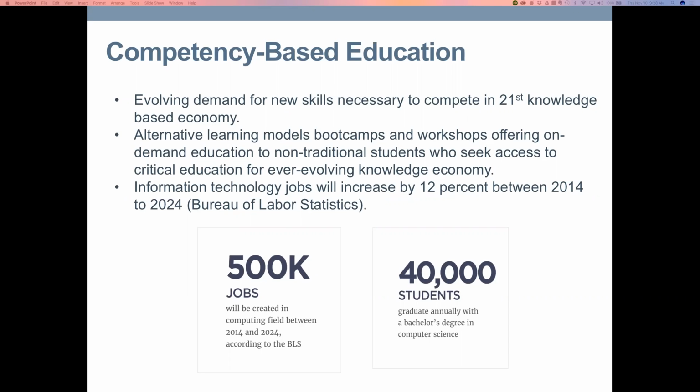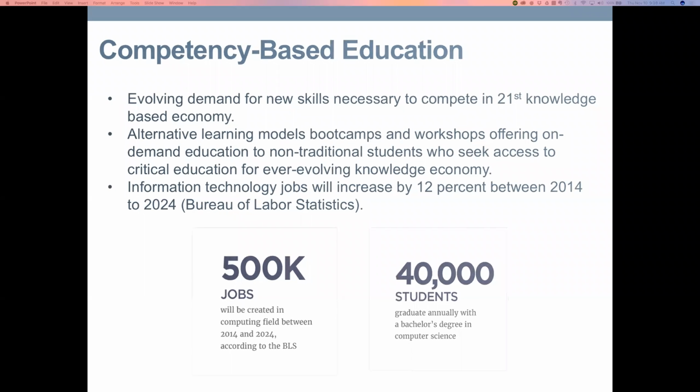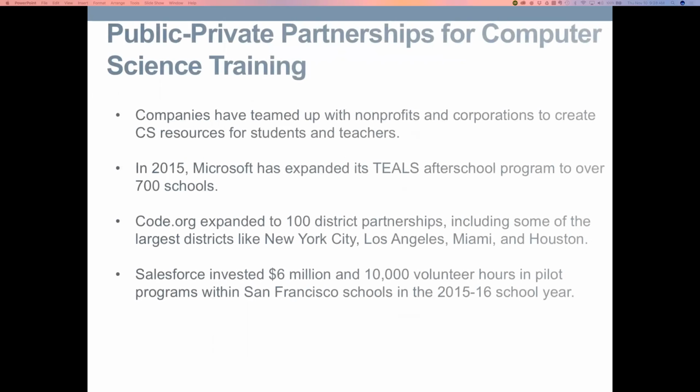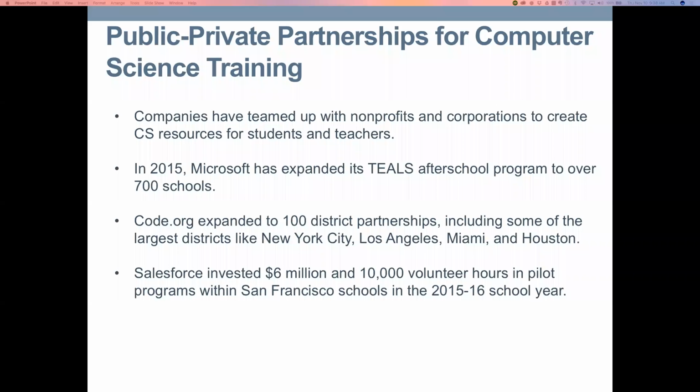because there is a shortage of computer science teachers in the United States, and we see some companies now that are supporting this. For example, there is a new trend now of public-private partnerships for computer science training. We see companies like Google and Microsoft that are teaming up with nonprofits and corporations to offer computer science resources to students and teachers. And I'm talking about the K-12 public education market. For example, in 2015, Microsoft expanded its after-school program to over 700 schools for computer science training.